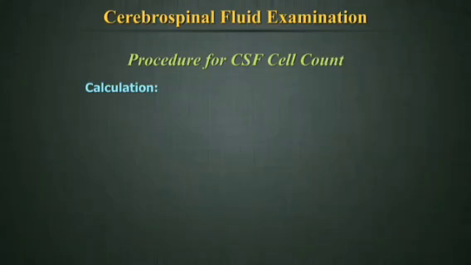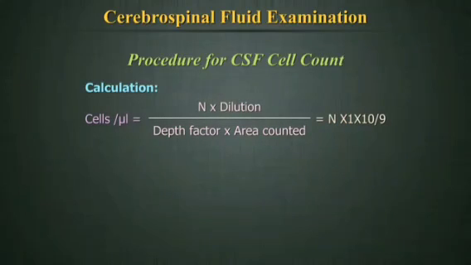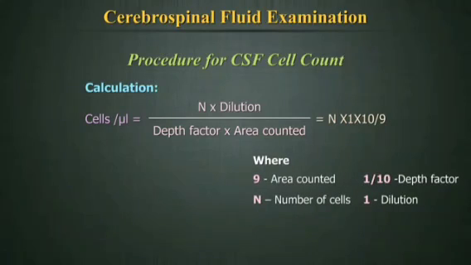Calculation: cells per microliter is equal to n into 1 into 10 by 9, where 9 is the area counted, n is the number of cells, 1 by 10 is the depth factor, 1 is the dilution.